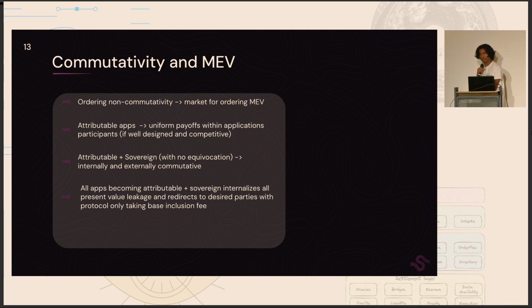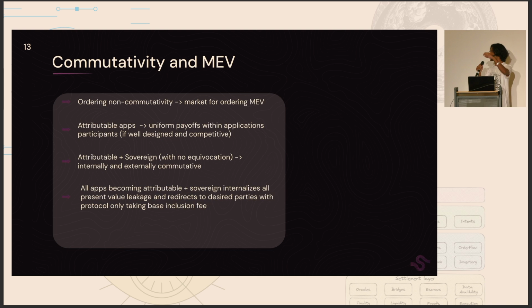And now you can basically sequence all of the user swaps along with the searcher swap in any which order, but since they're getting the uniform clearing price, there's no value to be gained from the actual ordering of these trades. The attributable plus sovereign intersection with no equivocation faults on behalf of users results in an application that's both internally and externally commutative. So what does that mean? Internally is basically the uniform clearing price example, right? If the application is designed properly. Externally commutative is a result of the application controlling its state. So it has a state lock essentially.